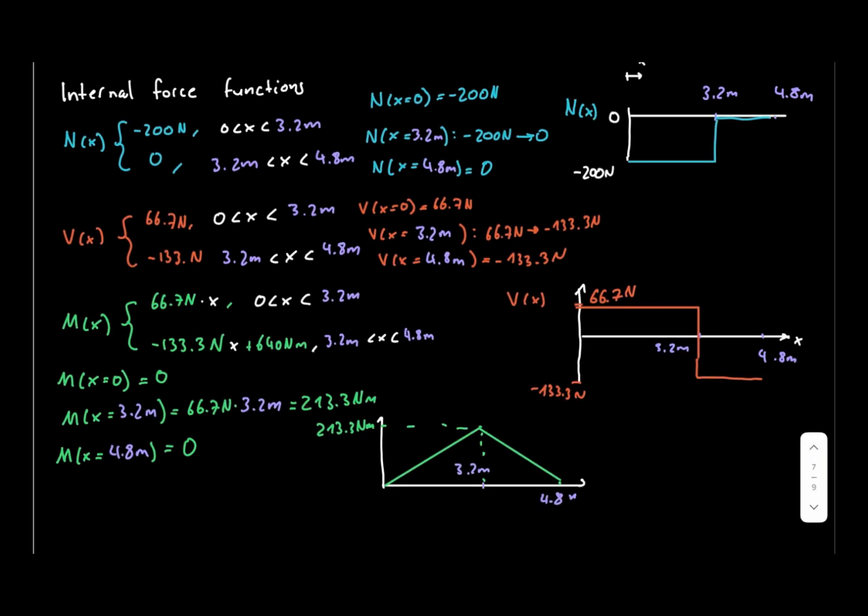The most important lesson is the workflow. Solve the support reactions, split the beam into regions, cut inside each region, add N, V, and M, and apply equilibrium. The horizontal force changes the axial force, the vertical force changes the shear force, and the bending moment changes its slope at the load.